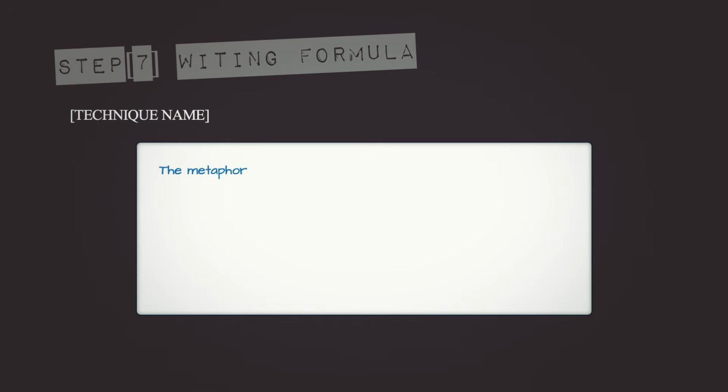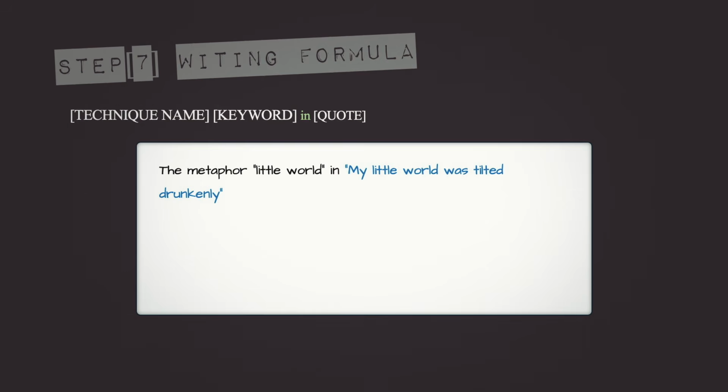The technique name, the metaphor, keyword, or sometimes more than one keyword. In very rare circumstances, you might have to analyze 2 keywords together. Here we have little world, and we'll only end up repeating ourselves needlessly. But do try to analyze keywords individually whenever you can. Use in to introduce your quote. My little world was tilted drunkenly, but make sure it makes sense grammatically. The formula works about 99% of the time, but now and then you'll need to tweak it. Don't be a robot, and definitely don't say Oxbridge Tutor told me to.